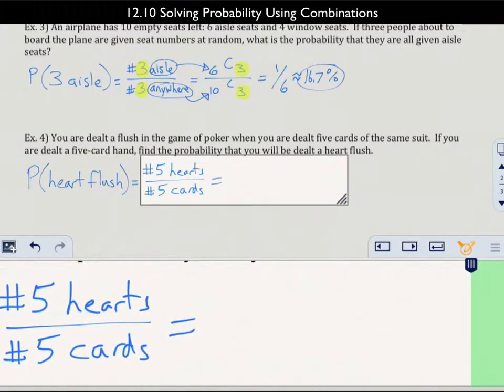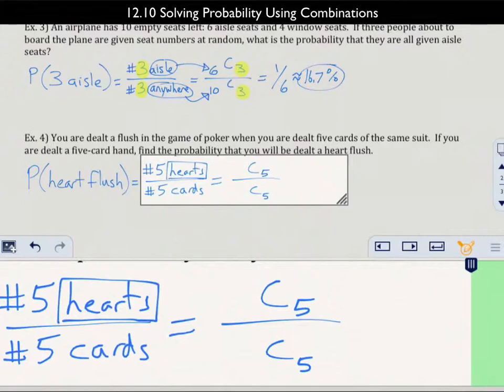Okay, so let's set up our combinations now. R has to be 5 for both of them. And basically we need to figure out, well, we're choosing out of the hearts, so how many hearts are there? Well, there's a total of 13 hearts. And then we're choosing out of cards, and we say, well, how many cards are there? Well, there's 52. So we get 13C5 over 52C5.